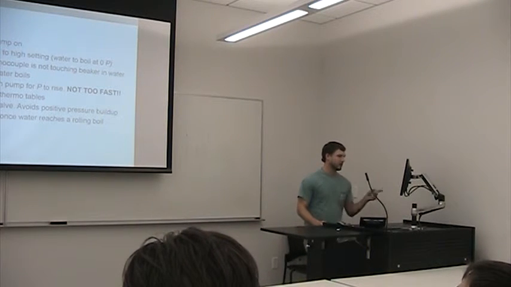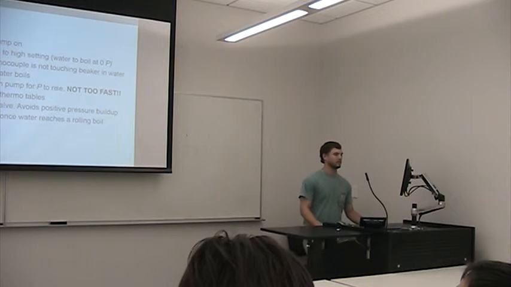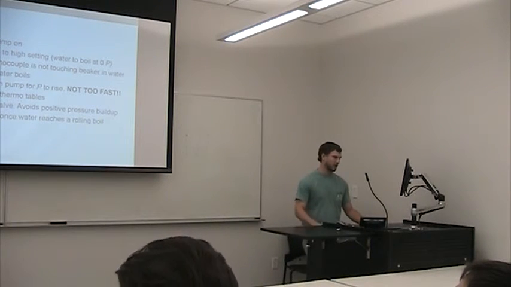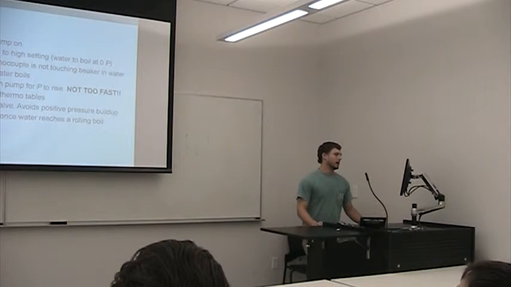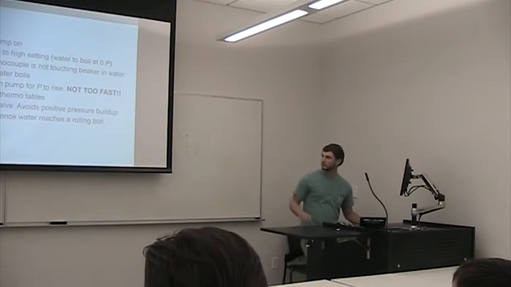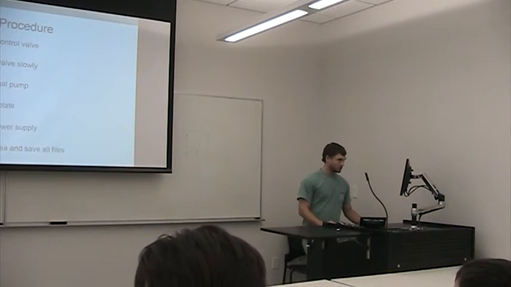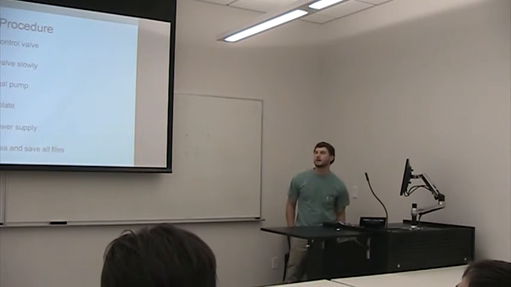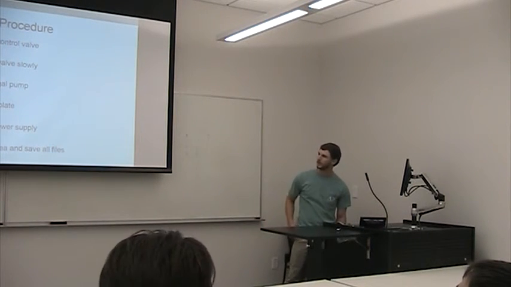Then we need to check the values against the steam tables after the water boils. Make sure we're actually doing the experiment right, make sure our numbers are correct. Then you need to open up the air bleed valve and turn off the hot plate. So the shutdown procedure, this is very important too. We're running out of time, so we'll just read those real fast.